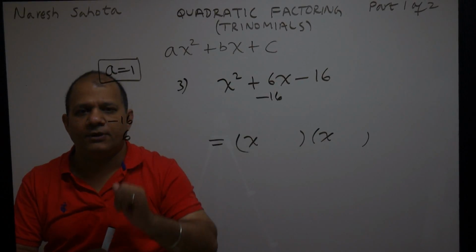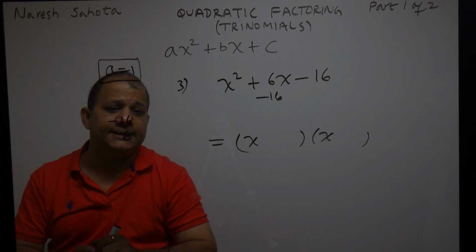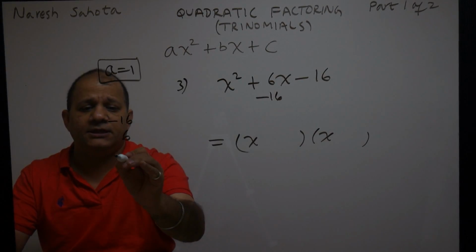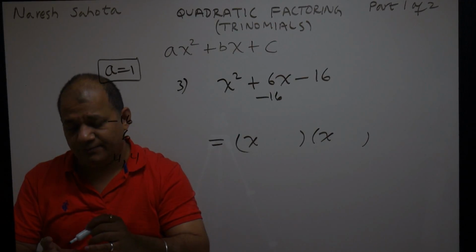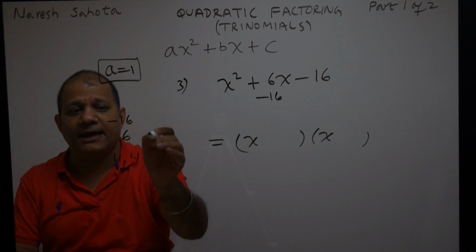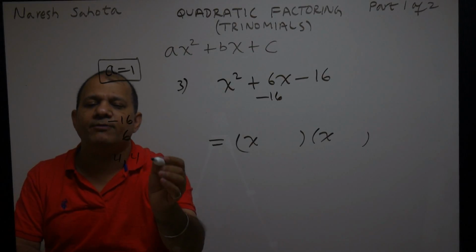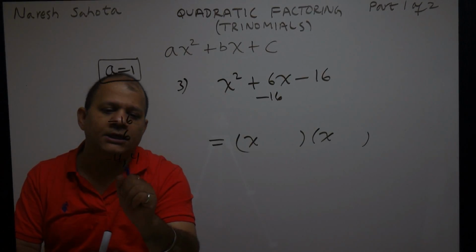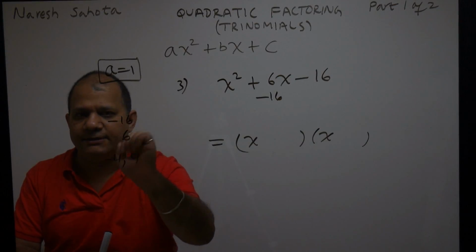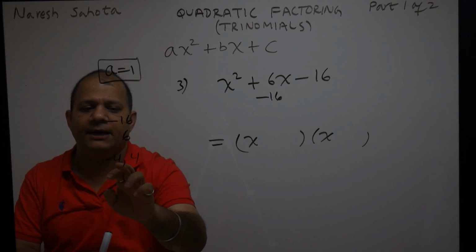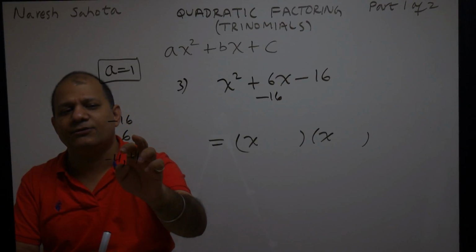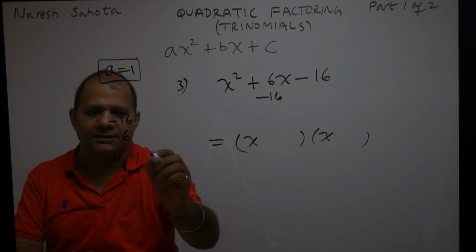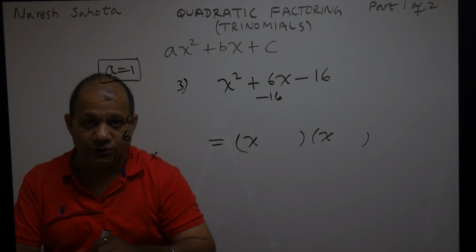So now let's look at factors of 16. Let's try 4 times 4. 4 times 4 is 16, but I want negative 16, so I have to make one of them negative. I make one of them negative, it doesn't matter which one. So negative 4 times 4 is negative 16. I get that. But now if I add them, I get 0. I don't get 6, right? So this combination is not going to work.